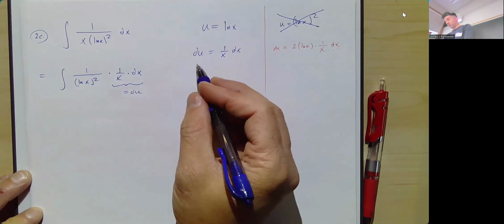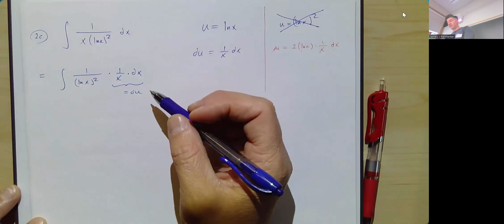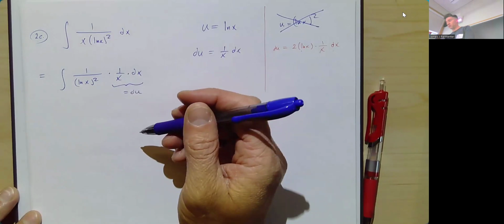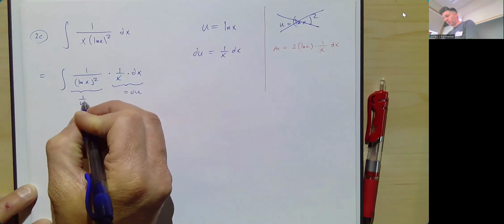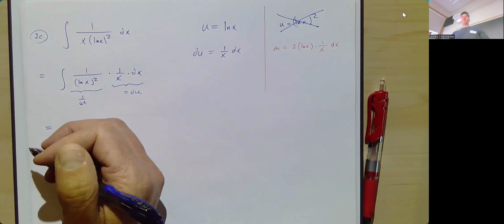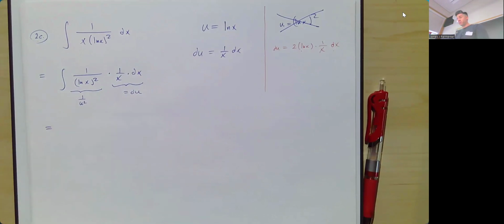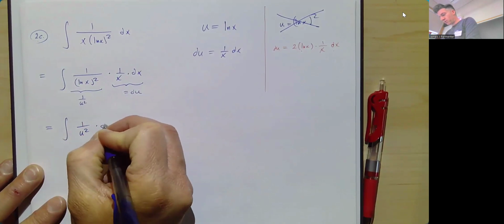Literally, right? du is equal to 1 over x times dx. You can do this differently if you like, but this is the way I think it works the nicest. And then this here, that's going to be my 1 over u squared. So I'm going to rewrite this integral just using the variable u and no x's. 1 over u squared du.